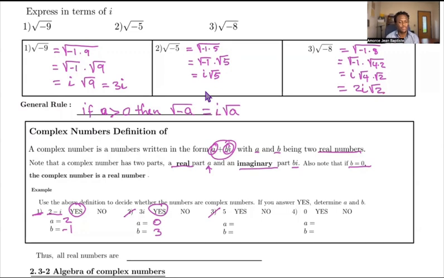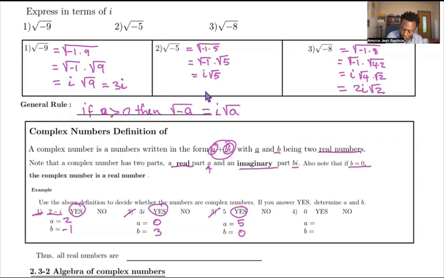Number 3: 5. Is that a complex number or not? Your answer should be yes. Sorry if it was no. Now, what is a? a would be the real part. Well, I only see a real number, so that's 5. I didn't see an imaginary part. That means b was 0 because it was only the real part.